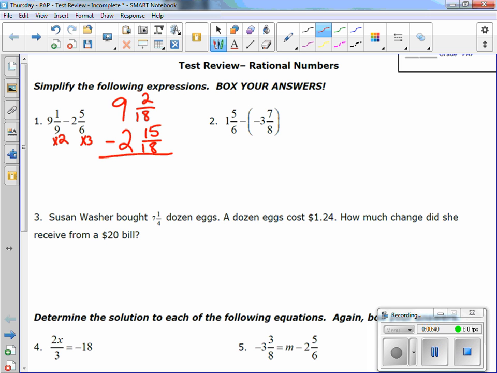Then I add the tops, the numerators of the fractions, 17 over 18, and 9 minus 2 is 7. So 7 and 17/18 is your first example, except that I just added instead of subtracted. Let's go back and redo.